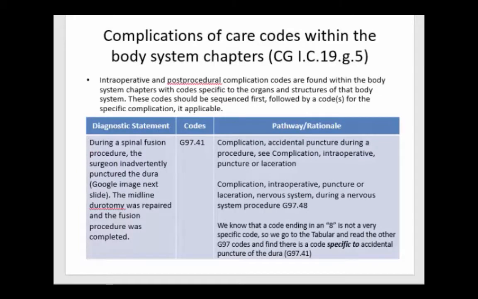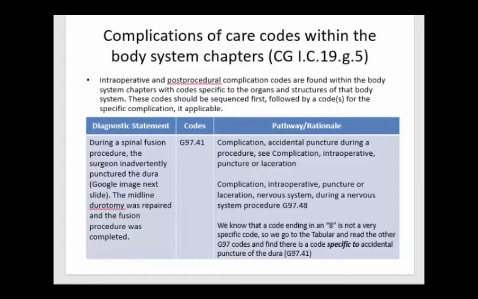Complication of care codes within the body system chapters. I'm going to show you sometimes you can look through the different body systems, and it's usually towards the back of the chapters that it starts talking about intraoperative and post-procedural complications. This particular statement: there was a spinal fusion, the surgeon inadvertently punctured the dura, I'm going to show you an image on the next slide of what that is. That was repaired and the fusion was completed.